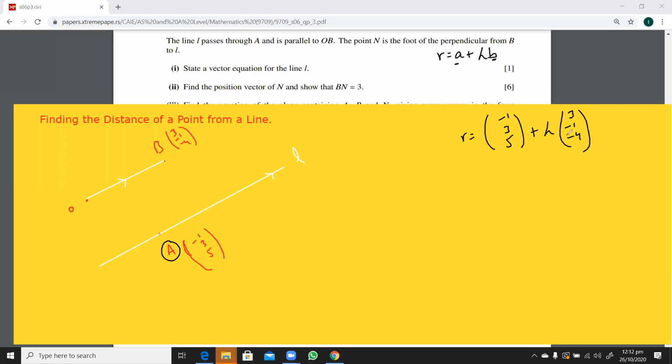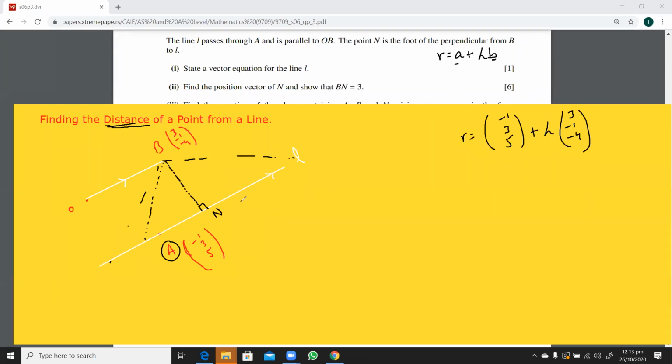Now it says find the position vector of N. It says the point N is the foot of the perpendicular from B to L. So if this is B, I draw a perpendicular from B to this line L. So here is this N, which is the foot of the perpendicular from the point B to the line L. Now suppose the question was to find the perpendicular distance, the distance from B to the line L, we still have to draw this ourselves, okay? We could suppose this point is N over here. When we say the distance, this distance basically means the perpendicular distance, okay? So the distance of B from the line L. Obviously, this distance cannot be random, like this distance or this distance or maybe this distance over here. So this has to be a perpendicular distance, okay?